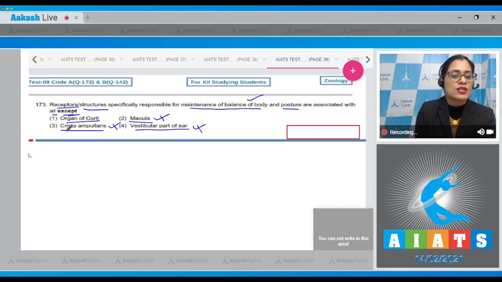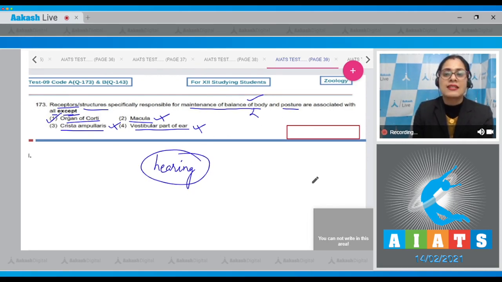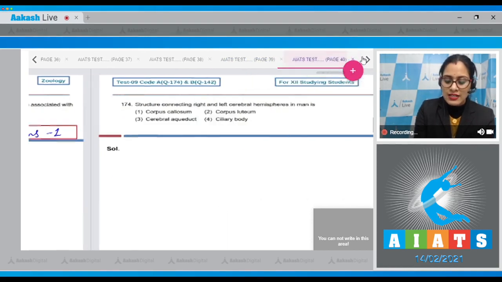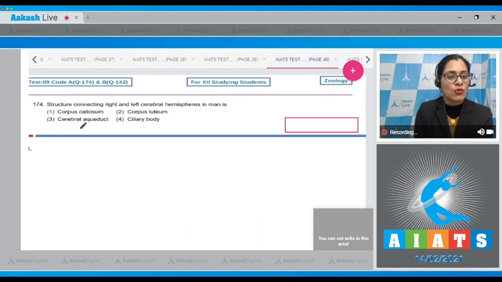And the correct answer to this question is option number 1, organ of Corti, which is responsible for hearing and not for maintenance of balance of the body. So the correct answer to this question is option number 1. Let's move on to the next question, question number 174.